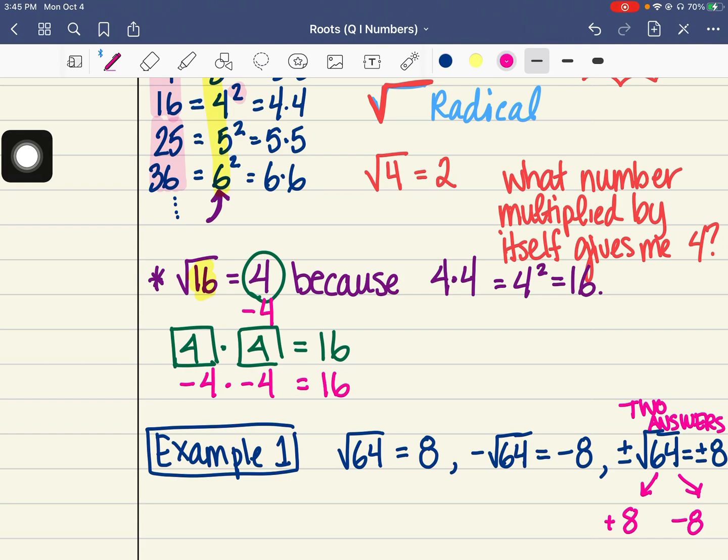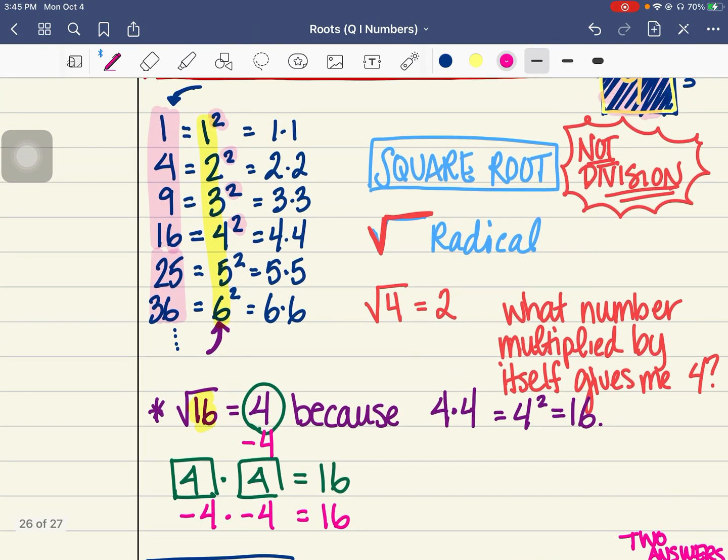All right, so that's how we find square roots. We're looking for a number multiplied by itself that will give me the number inside the radical symbol. All right, so some other things can happen.